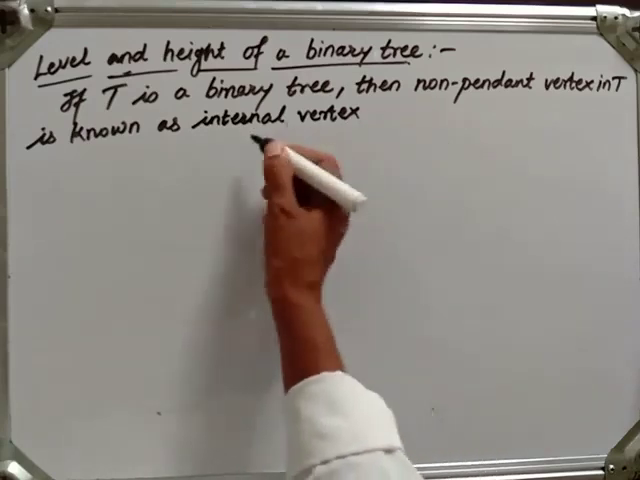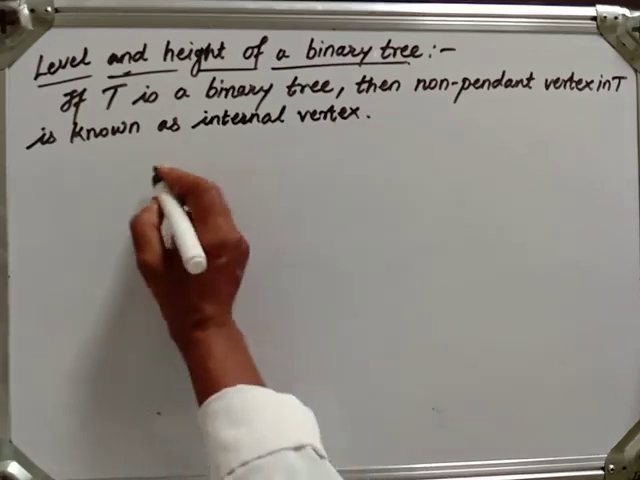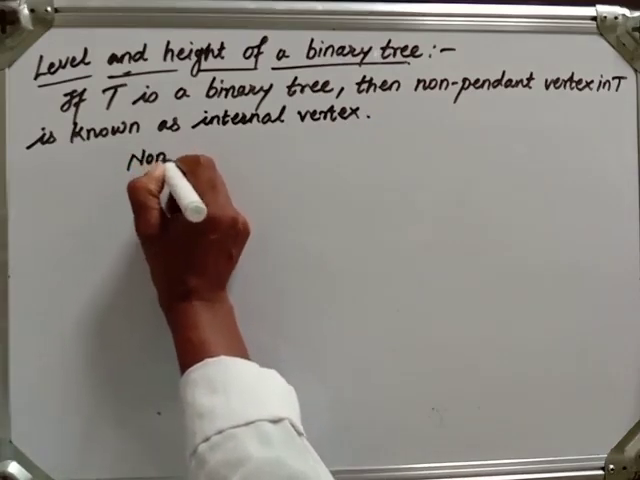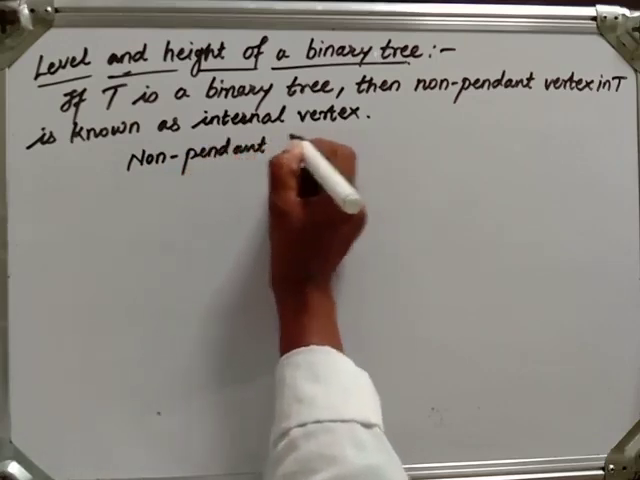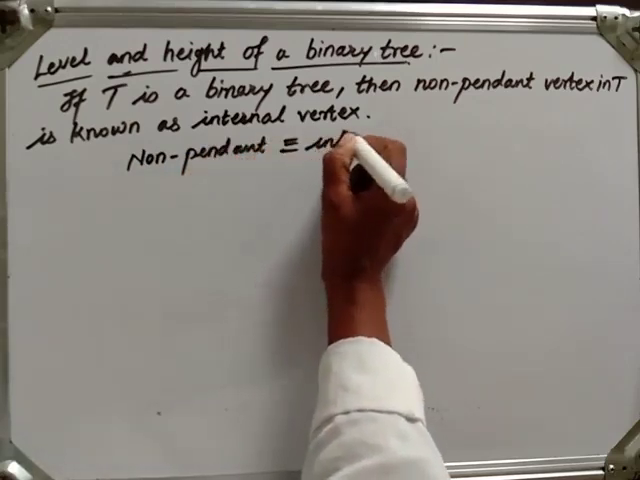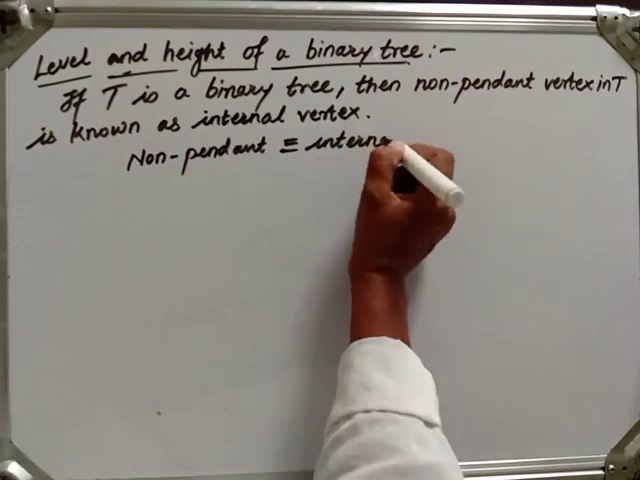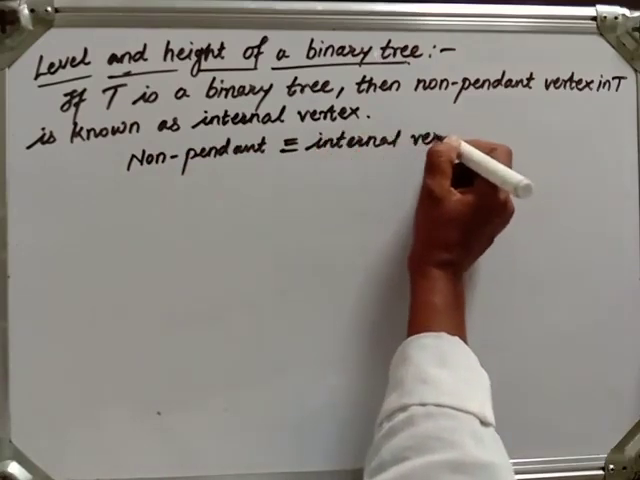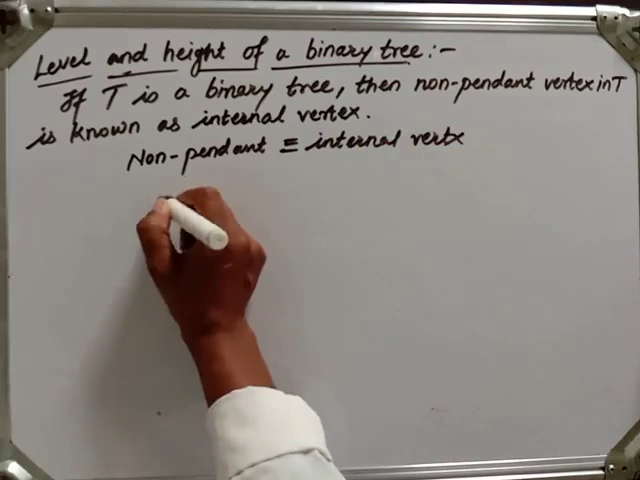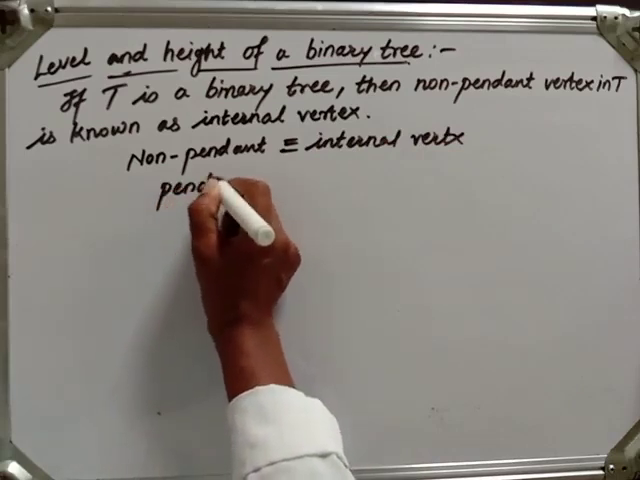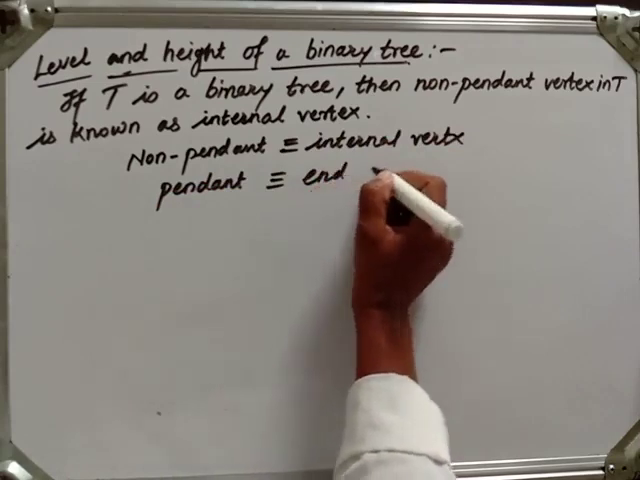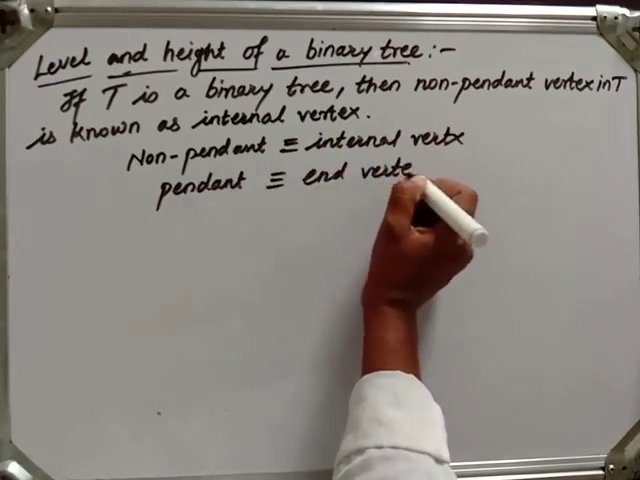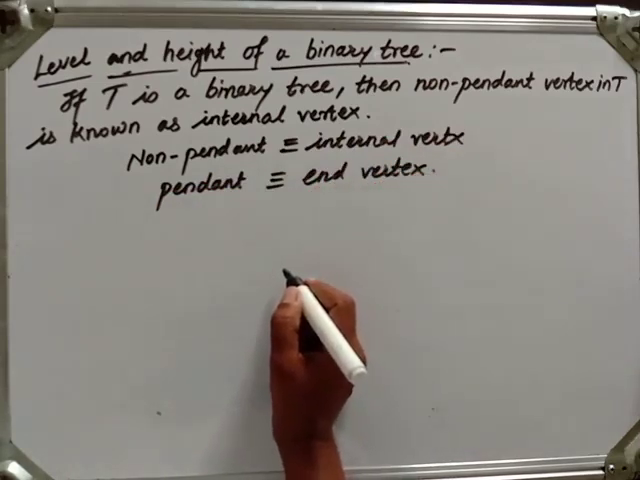So non-pendant vertices are known as what? Internal vertices. So here let me write: non-pendant are internal vertices, and pendant are nothing but end vertices. End vertex or vertices. Okay, fine.